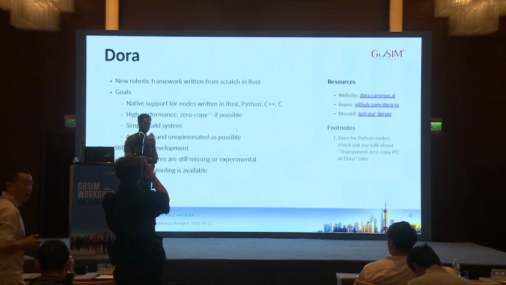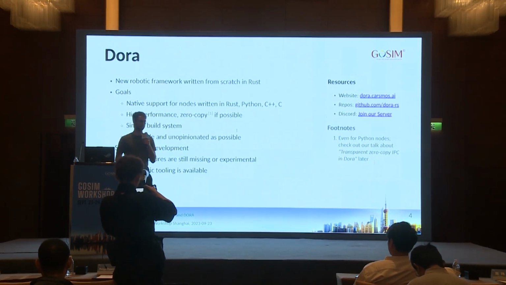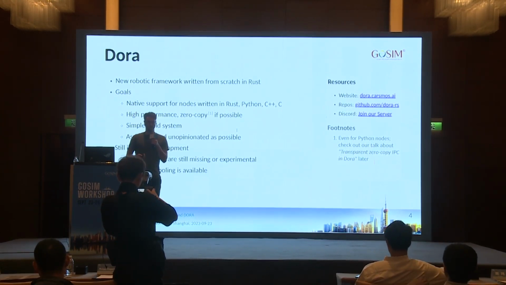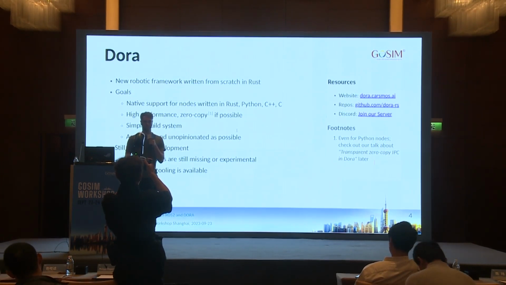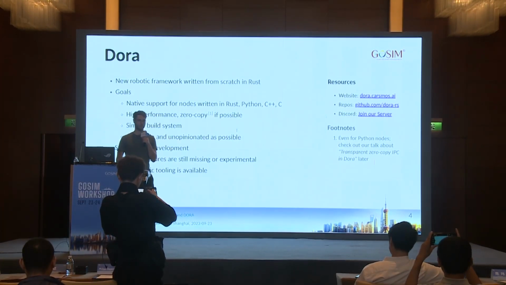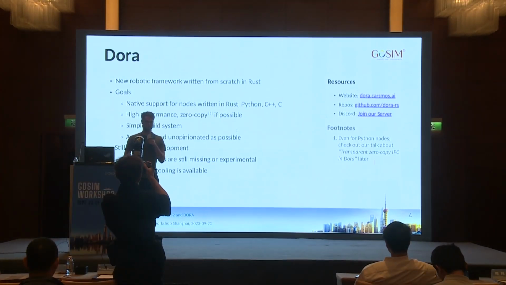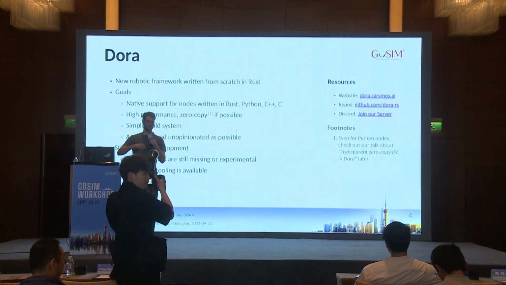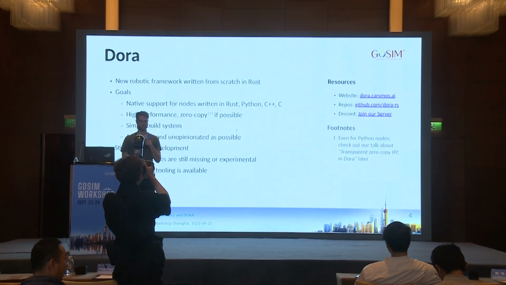DORA, on the other hand, is a new robotics software framework that is written from scratch in Rust. And our goals with DORA are that we have native support for more languages, including Rust and Python as the primary ones, but also for C++ and C, and maybe WebAssembly in the future. In general, we try to be as high performance as possible, and we employ zero copy to avoid the overhead of passing messages on the same node. There will be a later talk about how we implemented this.